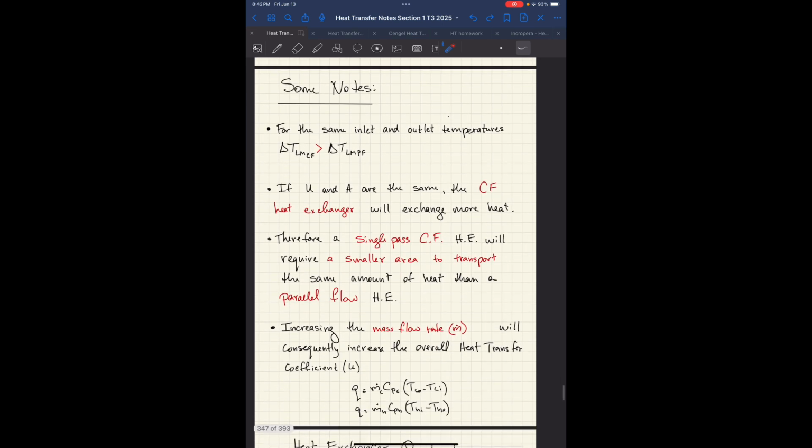For the same inlet and outlet temperatures, your counterflow heat exchanger will be better, basically. One of the reasons why is that your log mean temperature difference for the counterflow is greater than for parallel flow. Overall, your counterflow heat exchanger will exchange more heat, which means if you want to exchange the same amount of heat as a parallel flow, you can make a counterflow smaller and it'll transport the same amount of heat as a bigger parallel flow because it's more efficient.